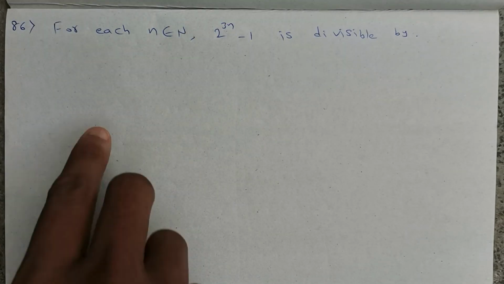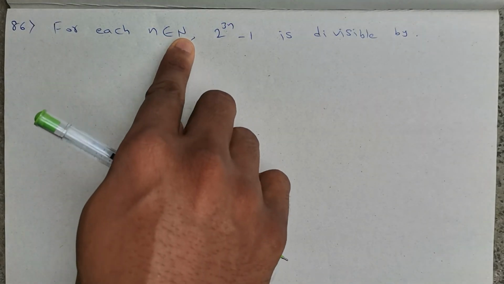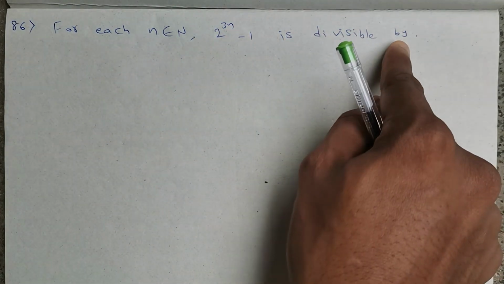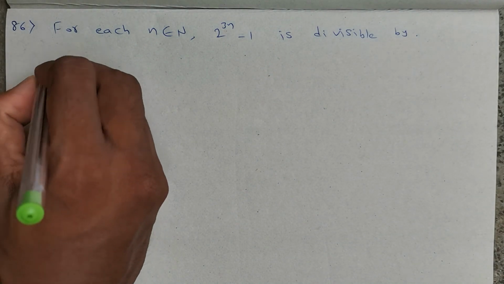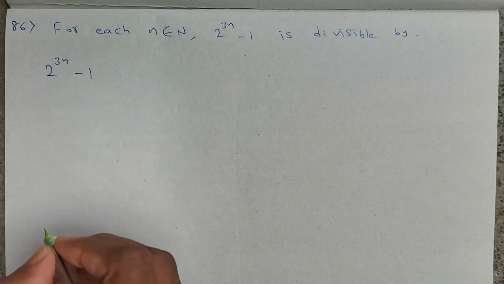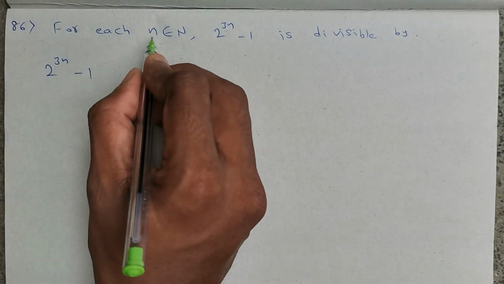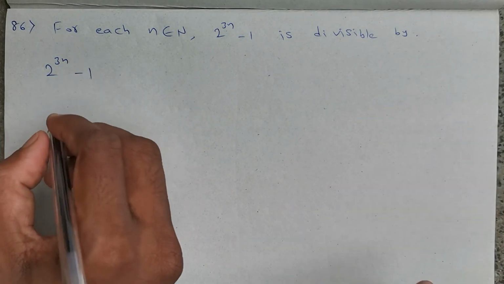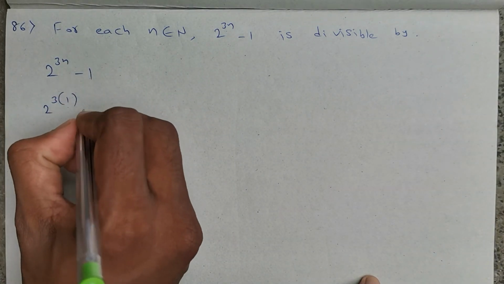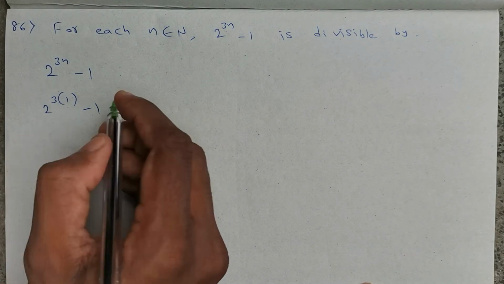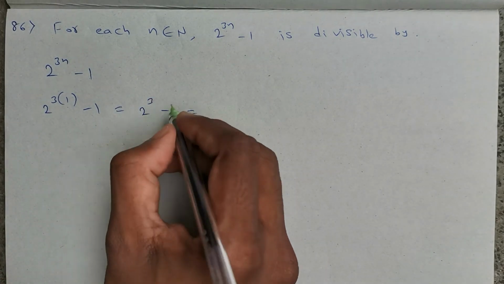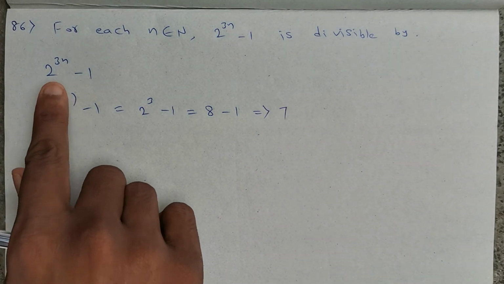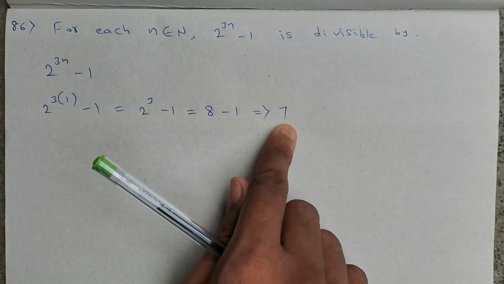Okay, the next question is, for each n belongs to capital N, that is natural numbers, 2 power 3n minus 1 is divisible by which number? So the given one is 2 power 3n minus 1. First, he said clearly n belongs to natural numbers, so natural numbers start from 1. So in the place of n, I will substitute 1. 2 power 3 into 1 minus 1, 2 power 3, 8 minus 1, that is nothing but 7. So when I substituted 1 in the place of n, I got the answer 7.